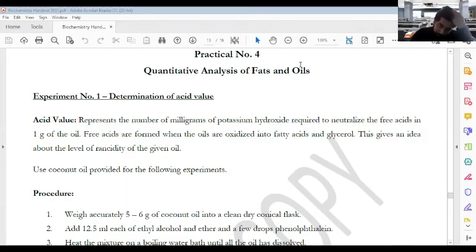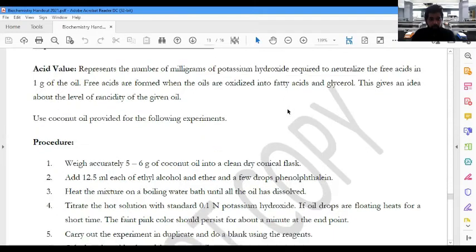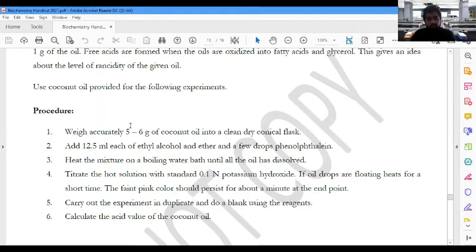Okay, so in this experiment, to determine acid value, you have to weigh about 5 to 6 grams of coconut oil. You have to measure and record the exact weight that you are taking into a clean conical flask, and you have to add 12.5 milliliters of each ethyl alcohol and ether, and a few drops of phenolphthalein, and you have to heat the mixture on a boiling water bath until all the oil has dissolved well.